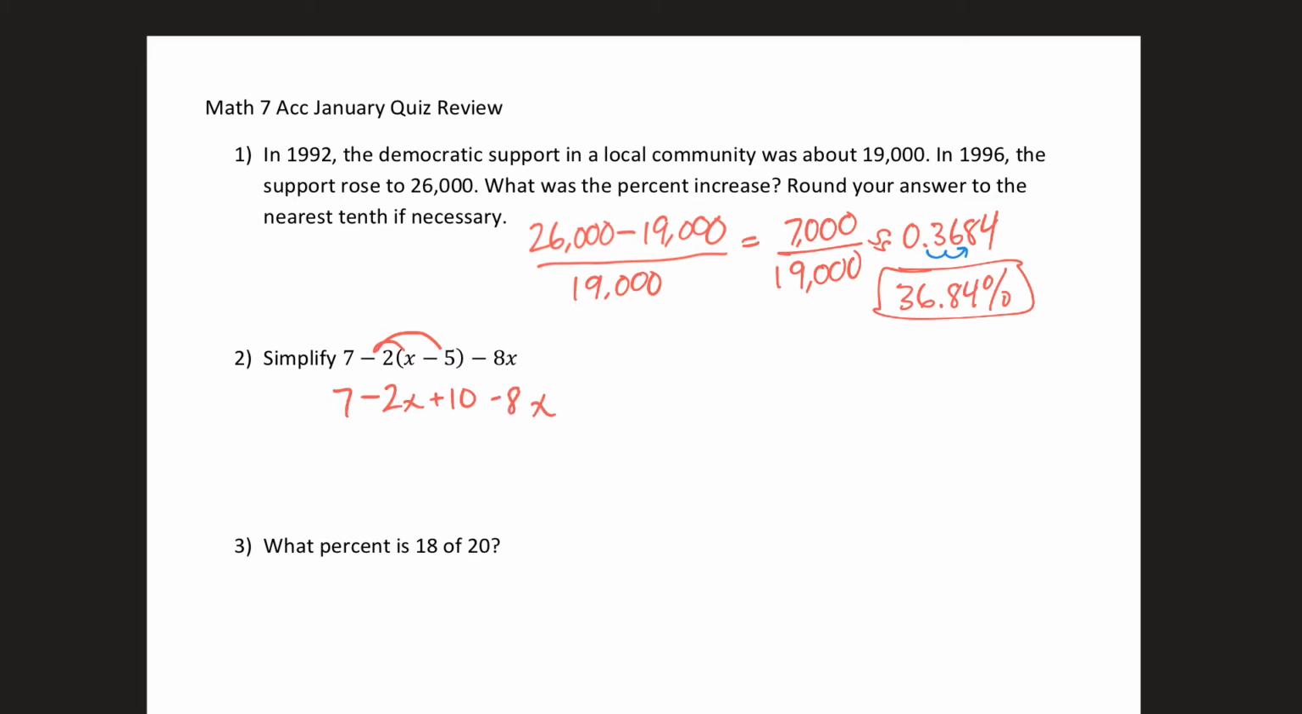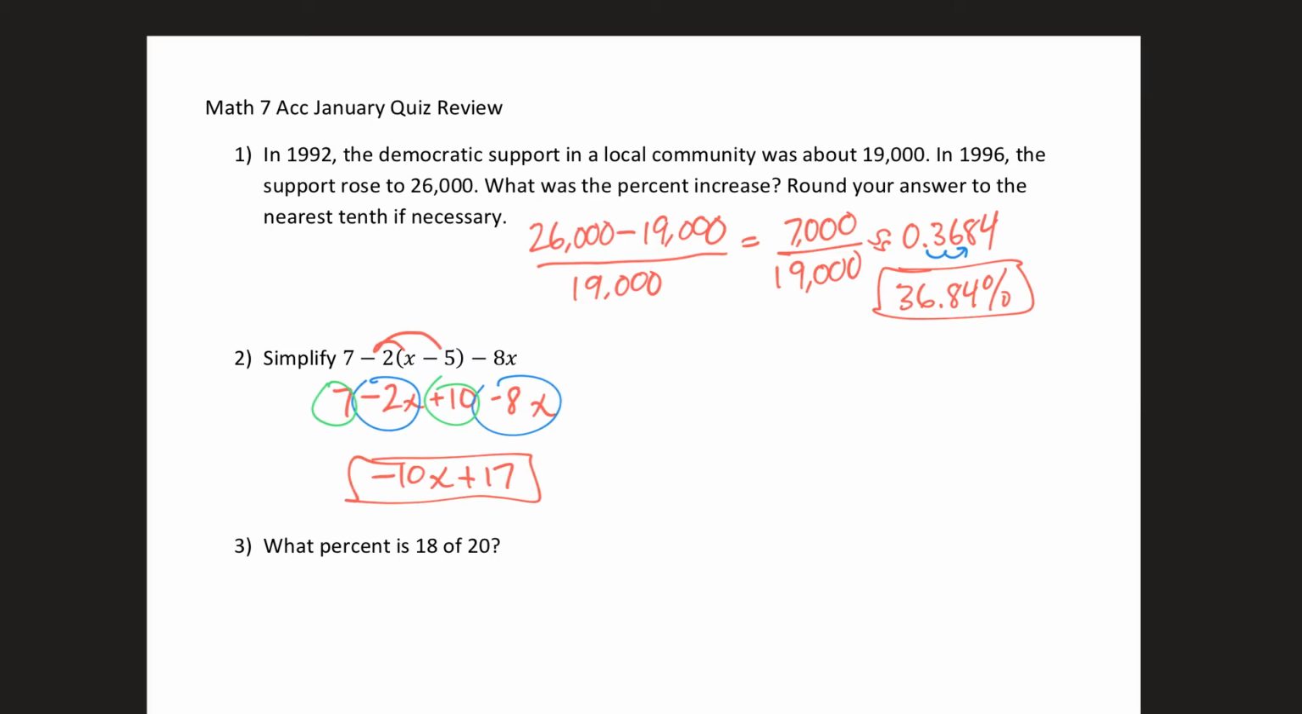And then I'll combine my like terms. I have this and this. -2 minus 8, that is -10x. And I want to rewrite that x there. So that's x. And then the other two like terms are 7 plus 10, which is 17. So that's plus 17. And there you go.